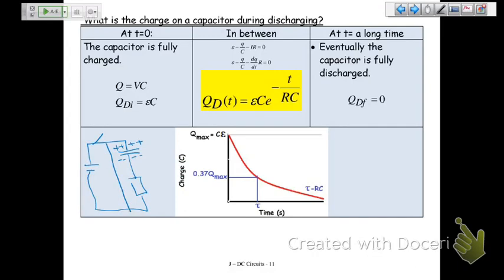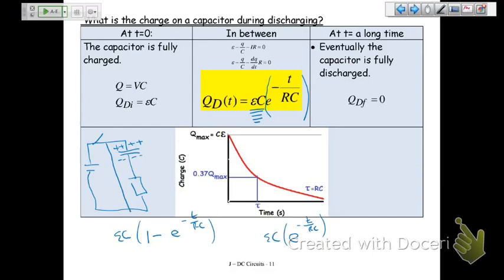It's just the opposite. It's the maximum charge modified by e to the minus t over RC. So you just got to remember that for charging it's 1 minus e to the minus t over RC, and for discharging it's e to the minus t over RC. Those are your two modifying factors. And what you're modifying is the maximum charge.